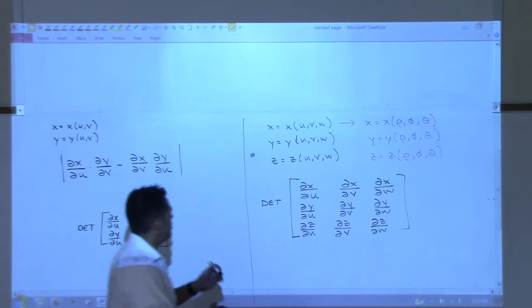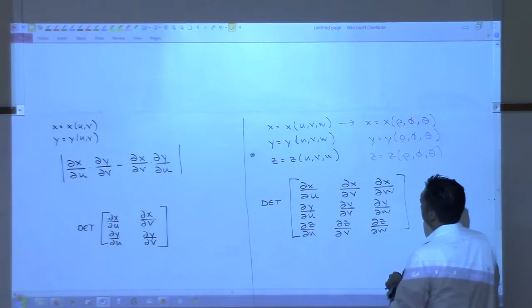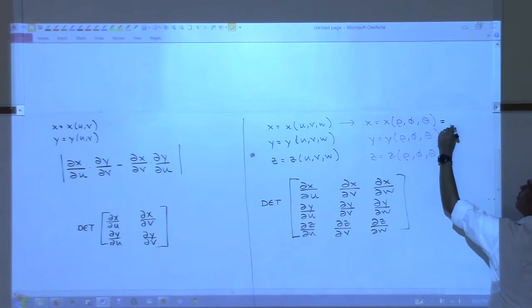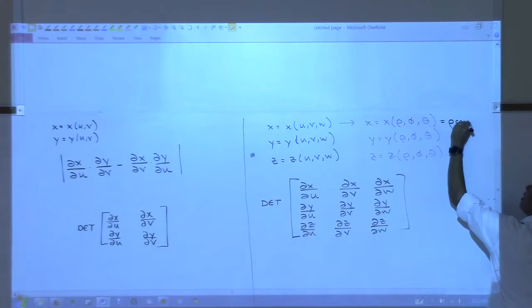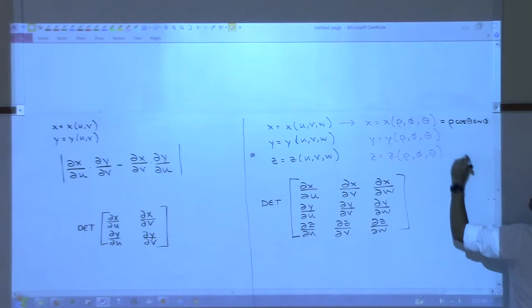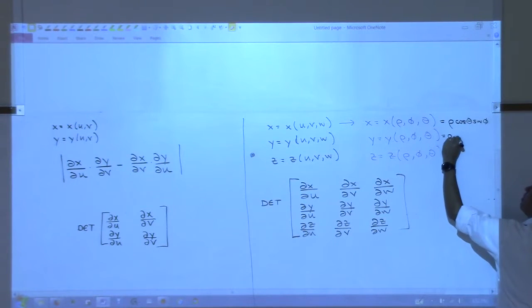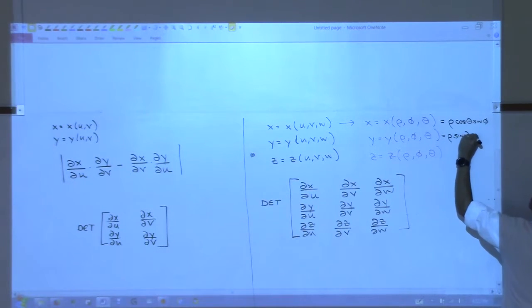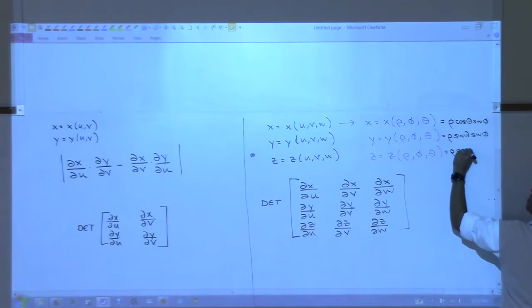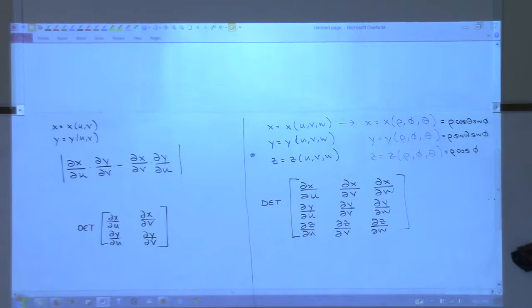So how would we change this if we were going to do it this way? What were they? Sorry. X went to what? The actual conversion was rho cosine theta sine phi, right? What was it for this one? Rho sine theta sine phi, and then the last one was rho cosine phi. Right? Those are the actual conversions.